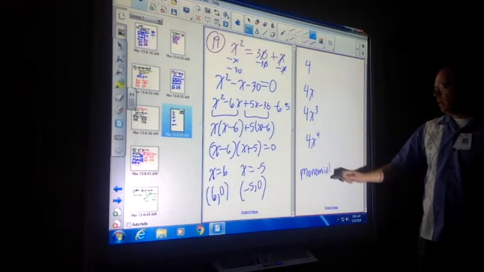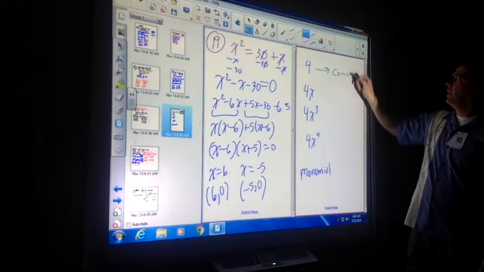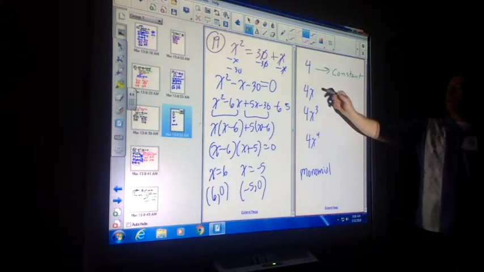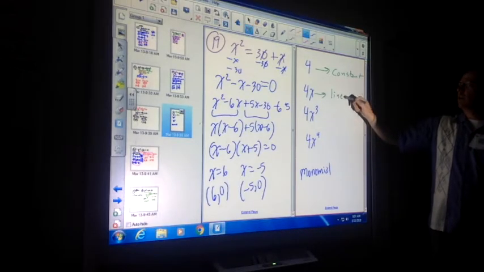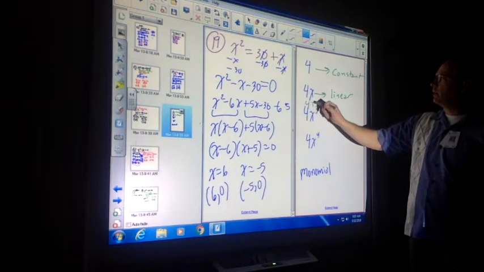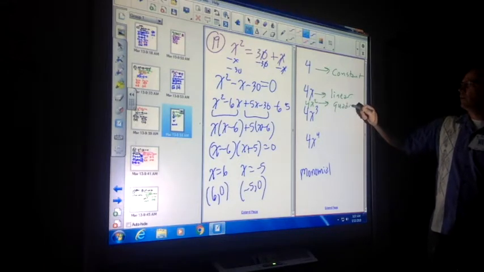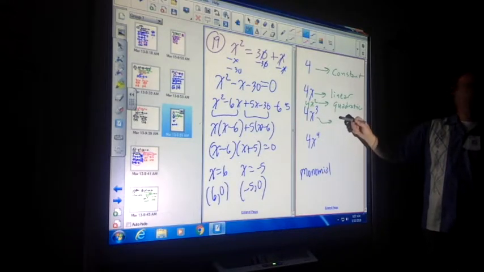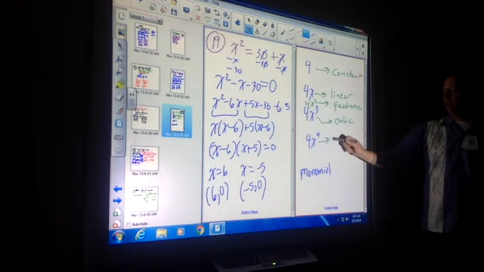Still with me? Okay. This one, because you don't have an x, is a constant monomial. You with me? This one, because it's raised to the first power, is linear monomial. Oh, I meant to have a 4x squared right here. I'm sorry. Being that one's squared, that's a quadratic monomial. Being this is the third power, this is a cubic monomial. And this one is actually called a quartic.